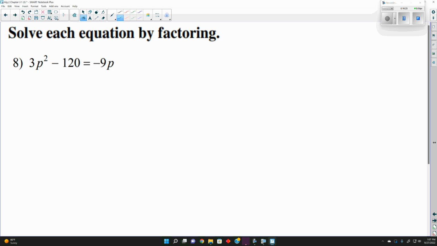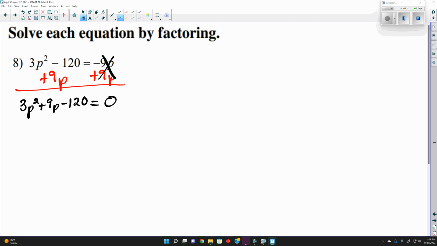What makes 8 different? It equals negative 9. What did we need these equal to? So how can I make this equal to 0? Yeah, we can just add 9p to both sides. Because negative 9p plus 9p is 0. On the other side, we'll have 3p squared plus 9p minus 120. Because the p squared and p are not the same thing. They're not like terms, so we can't combine them.